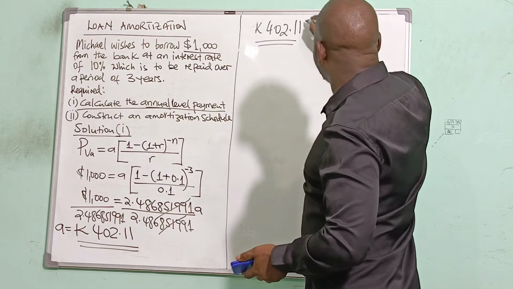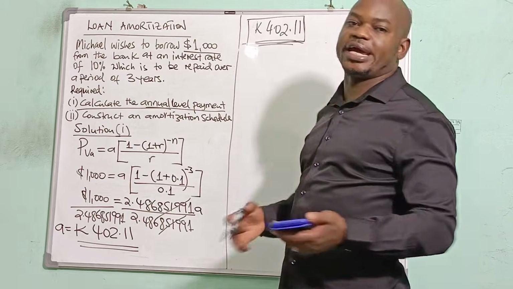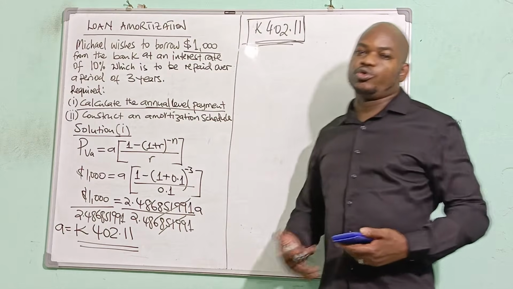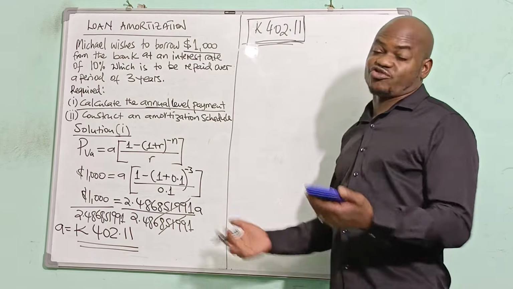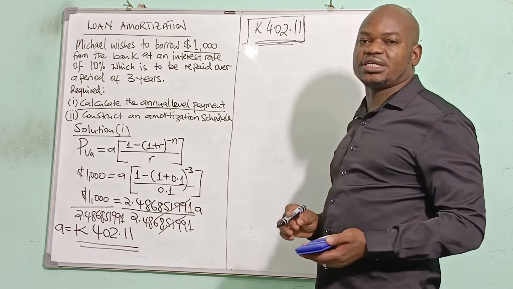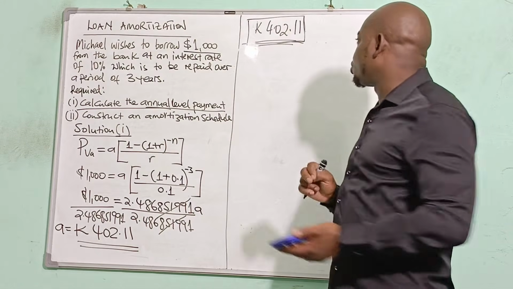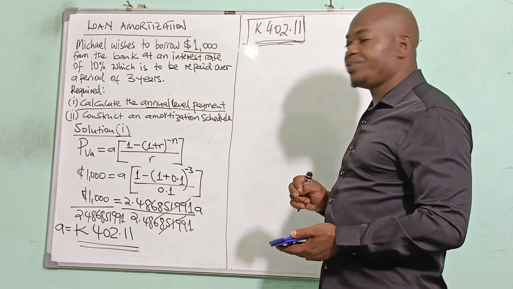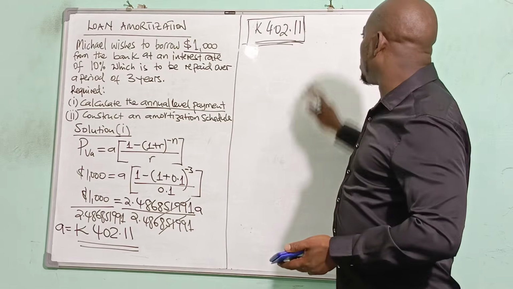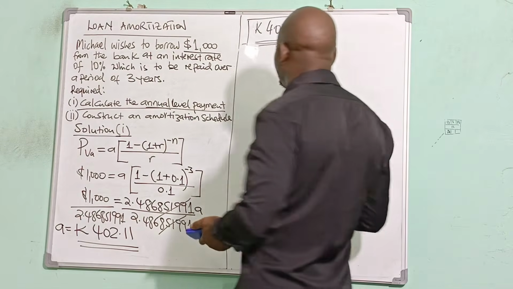Remember, when you get a loan, you don't pay back the exact amount you got from the bank. There is interest charged, and there is also a principal element. So in this amount there is a principal and an interest element. Now let's see how we are going to construct the amortization schedule.